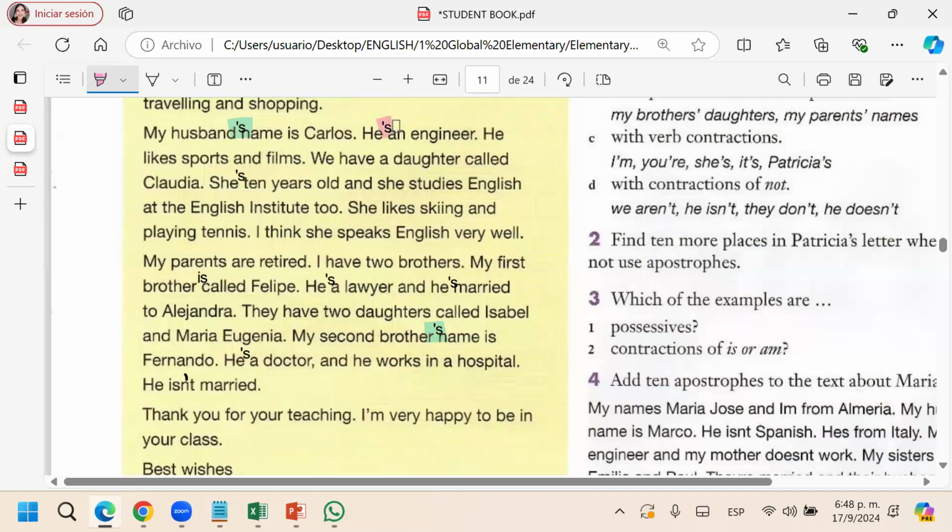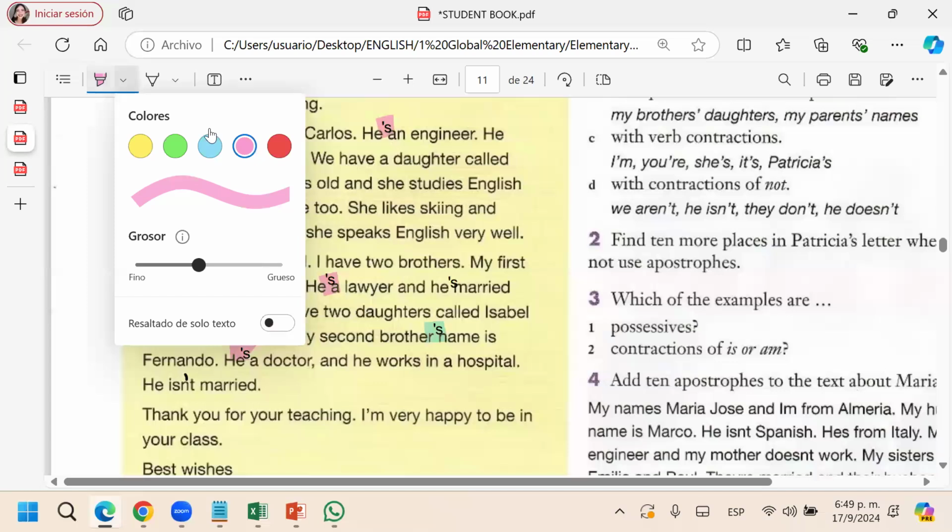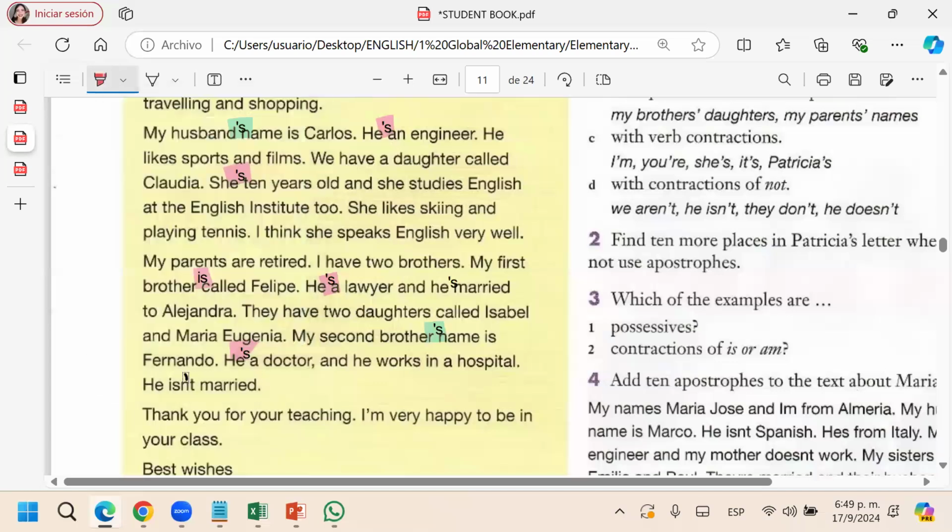He is an engineer. She is 10 years old. He is a lawyer. He is a doctor. Well, here it is not contracted, but it is the verb be: is called Felipe. And sometimes the apostrophe is for the negative: isn't, aren't, doesn't, don't.